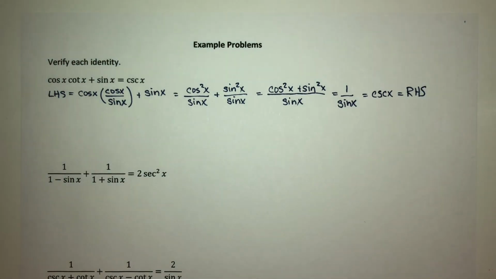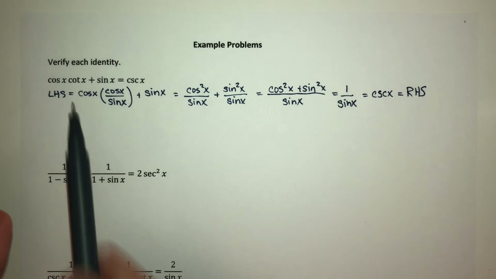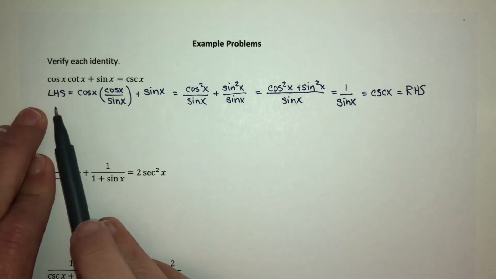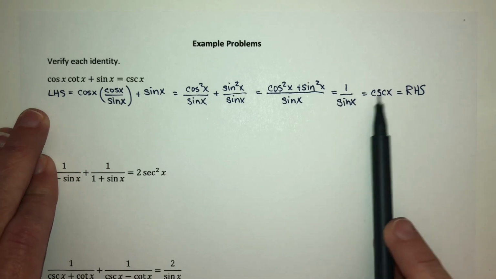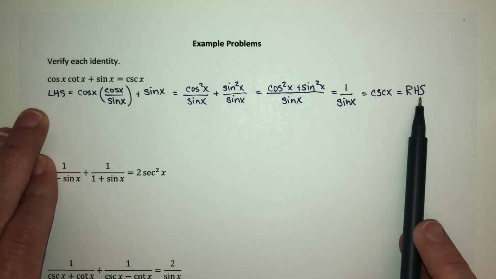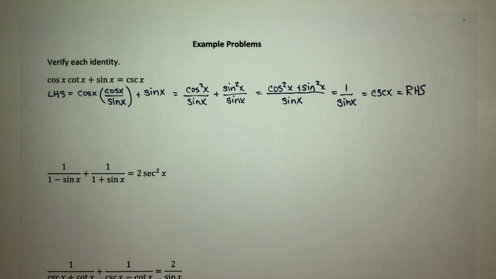So we didn't do the same thing to both sides. I started with the left-hand side, used a bunch of simplification techniques, and found out that I ended up with the right-hand side. So this is always true. It is an identity.